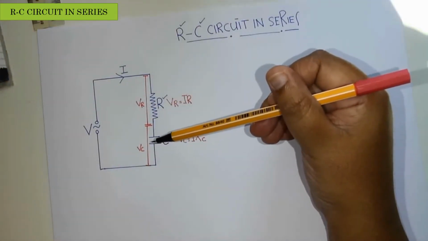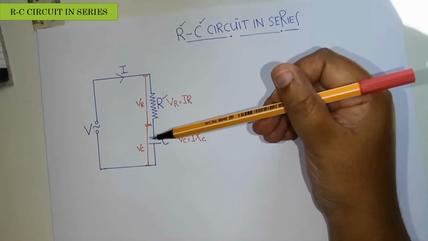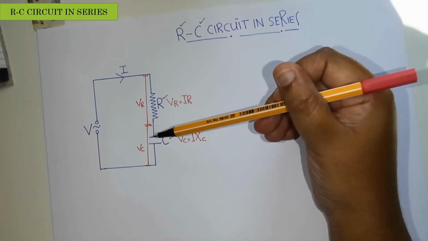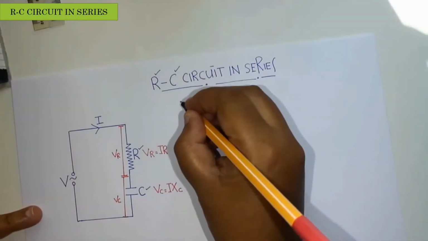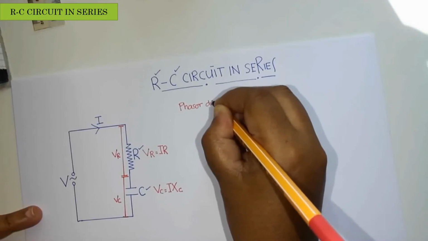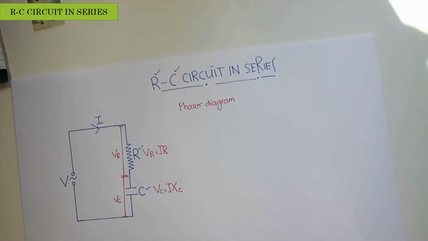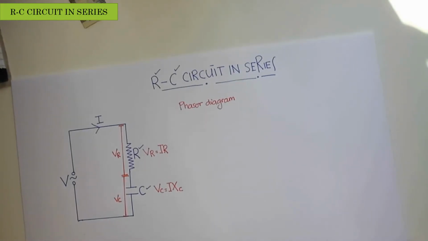So in order to find impedance, we cannot take VR plus VC. We cannot solve impedance by algebraic sum. The only way to find the impedance is by drawing a phasor diagram. So I'm going to draw a phasor diagram.